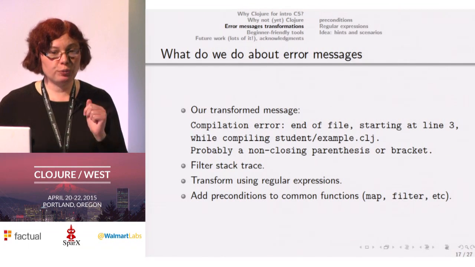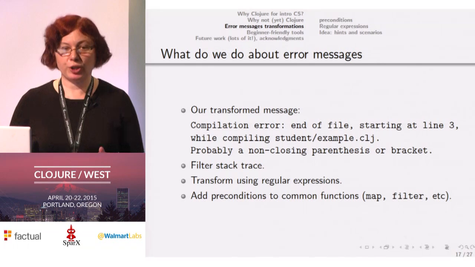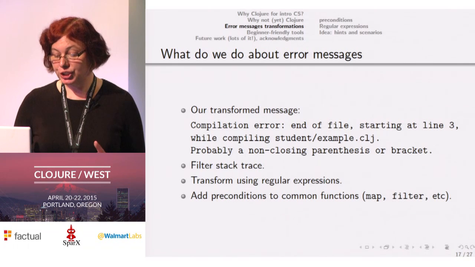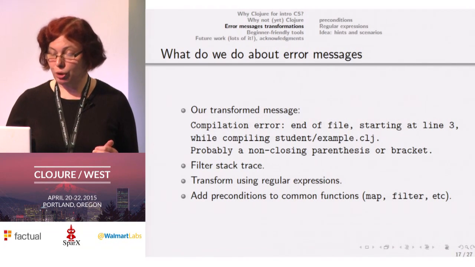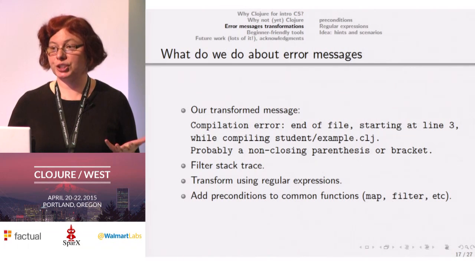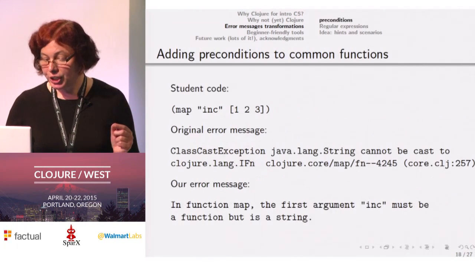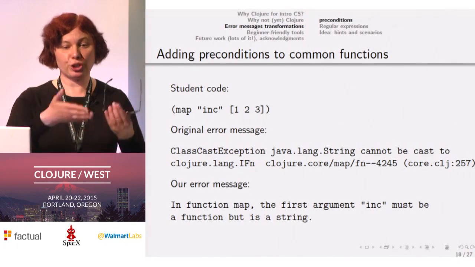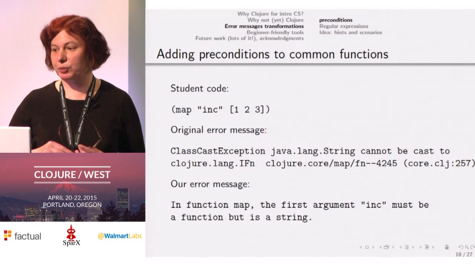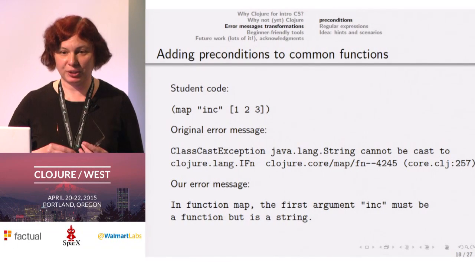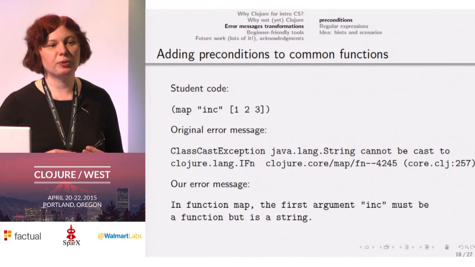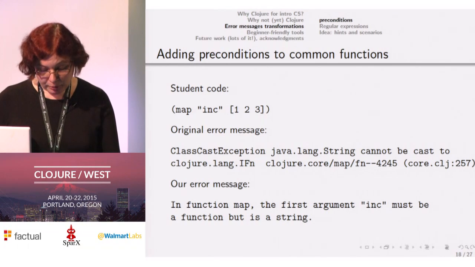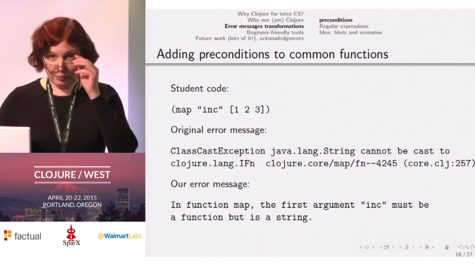There are two approaches that we use for transforming error messages, assuming that we have them as Java exceptions. We transform them by applying regular expressions, and we add preconditions to common functions. Now, none of these ways is ideal, but one thing that we really don't want to do is to change anything in the Clojure compiler, because somebody would have to maintain that, and that's not going to be us. So we're a small group. We're trying to be very realistic there. OK, so adding preconditions to common functions, I'll talk about that first, what that looks like.